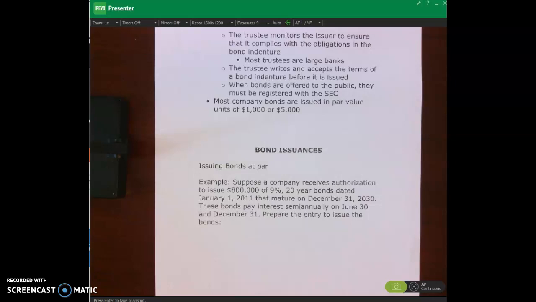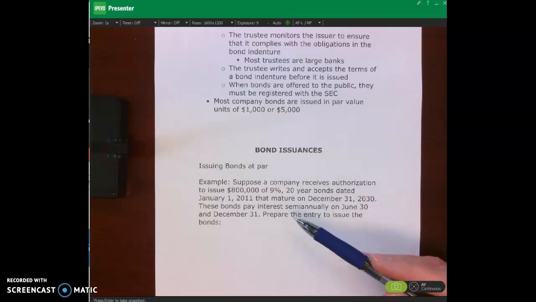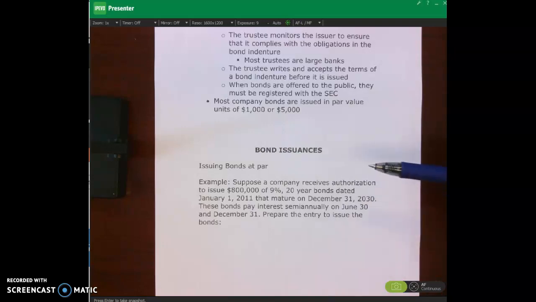Okay, so getting back to issuing bonds at par, when we issue them at par, that means the company is going to receive right now in cash the par value, and then they'll pay back that par value at the maturity date. So let's look at this problem.